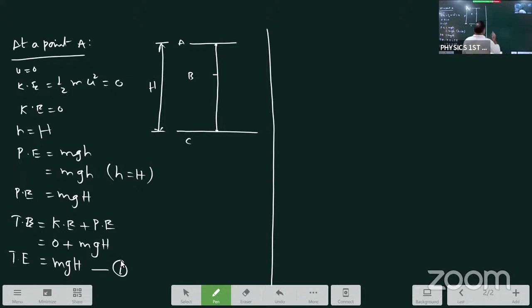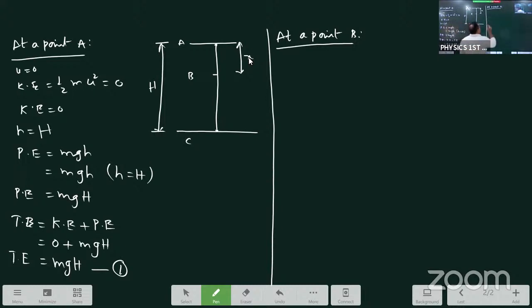Now we go for point B. At point B, the body has traveled from A to B with a displacement of x. From this we have to find the potential energy and kinetic energy.